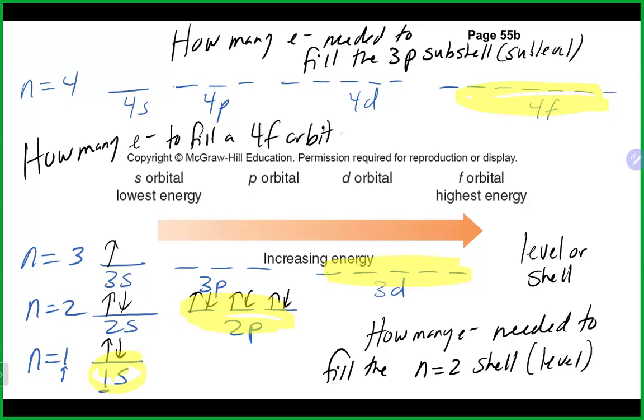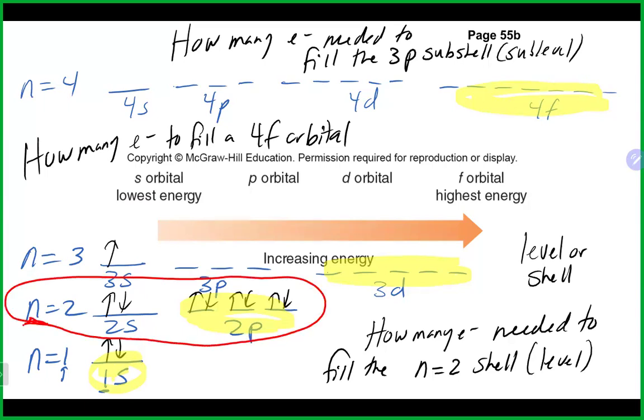So take a moment and decide how many electrons you could fit for each of those things. Let's take a look and see. We'll start with how many electrons are needed to fill the n equals 2 shell or level. The shell or level means every single orbital on that energy level. So that is 2, 4, 6, and 8, if you fill them all up.